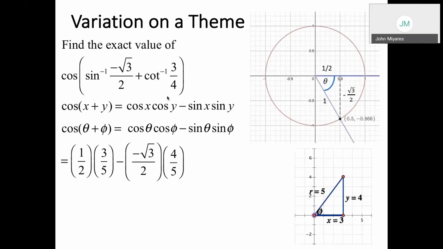Now let's multiply these fractions and simplify where we can. 1/2 times 3/5 becomes 3/10, while the negative square root of 3 over 2 times 4/5 becomes 4 square roots of 3 over 10. The two negatives within the expression will turn that into a plus sign. Combining the two fractions together with the common denominator will give you a final answer of 3 plus 4 square roots of 3 all over 10.